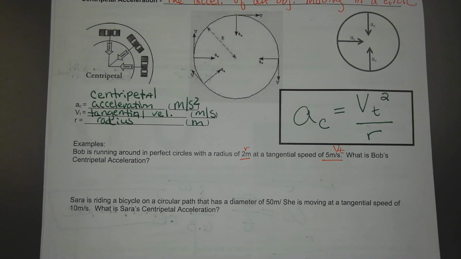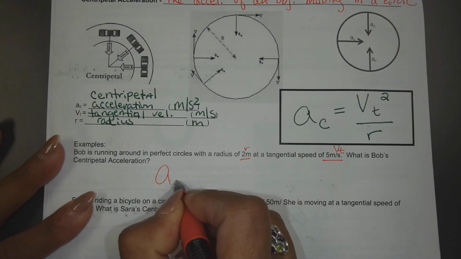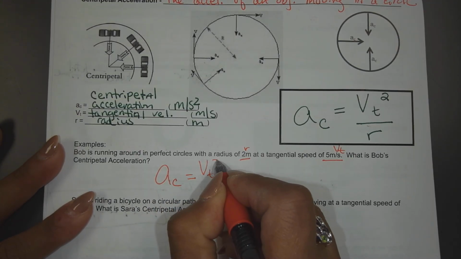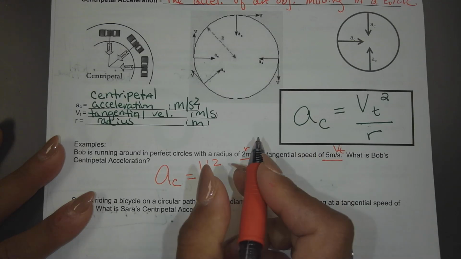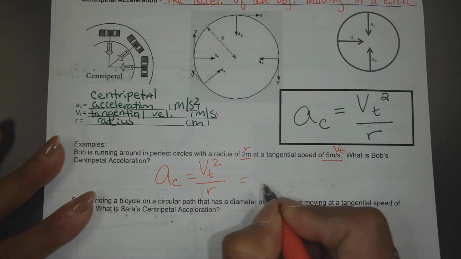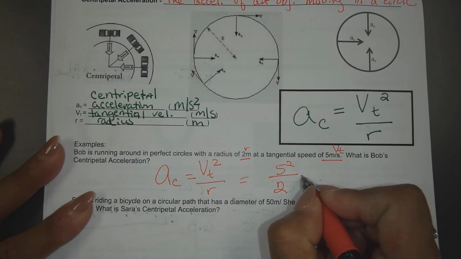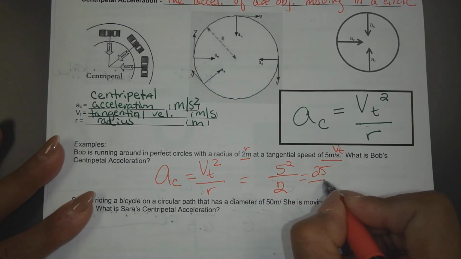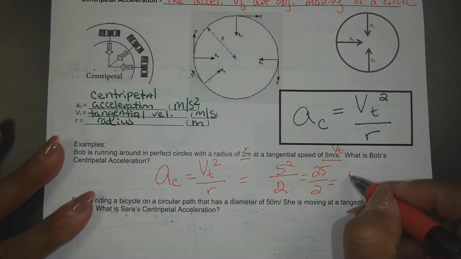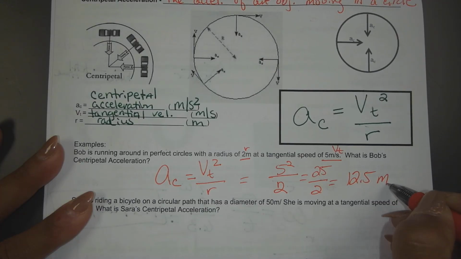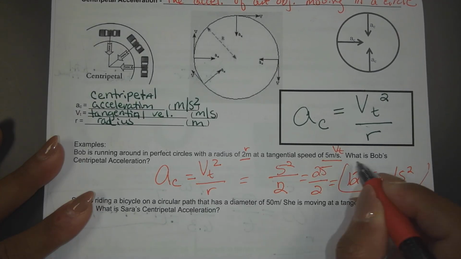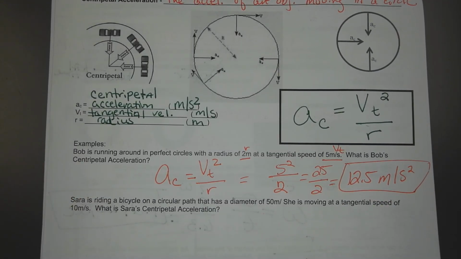So for this situation, we have a_c equals v_t squared, don't forget to square that, divided by r, or 5 squared over 2. 5 times 5 is 25 divided by 2, which comes out to 12.5 meters per second squared. Even though you're moving in a circle or a straight line, you still have the same units, meters per second squared.